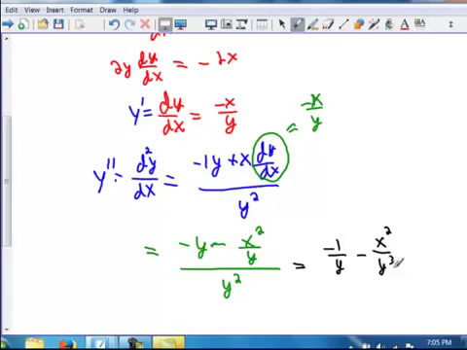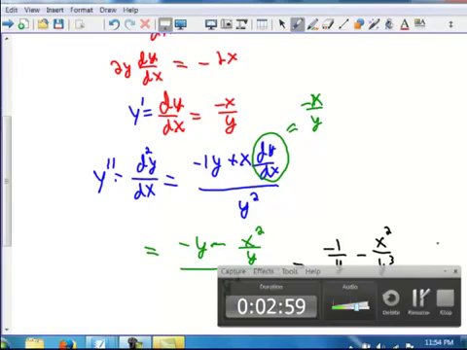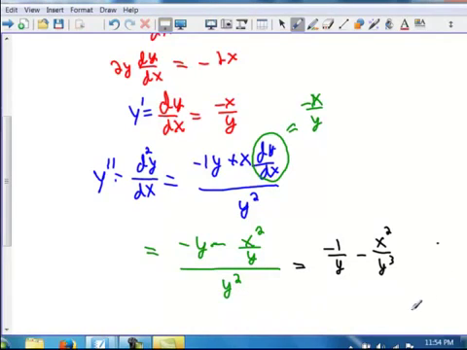The other thing we can do is plug in for y, and we'll do that now. Okay, so we know dy/dx is negative x over y, so we put in negative x over y right here, giving us negative x squared over y, and we simplify out. So this is d squared y dx squared. This is the second derivative implicitly.